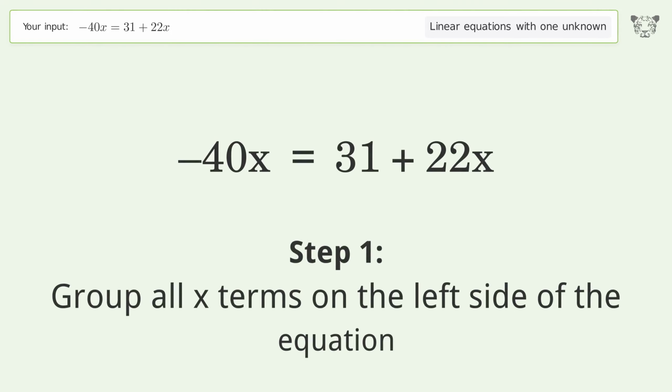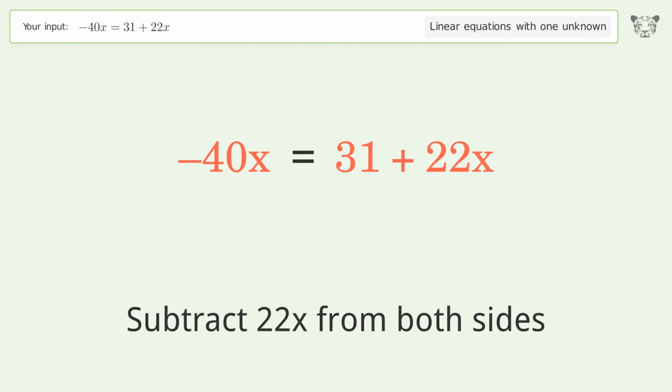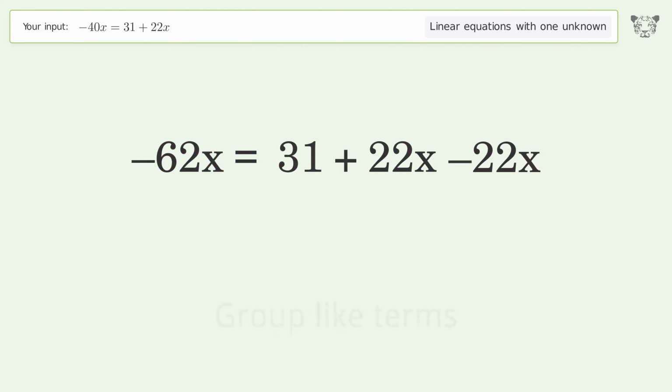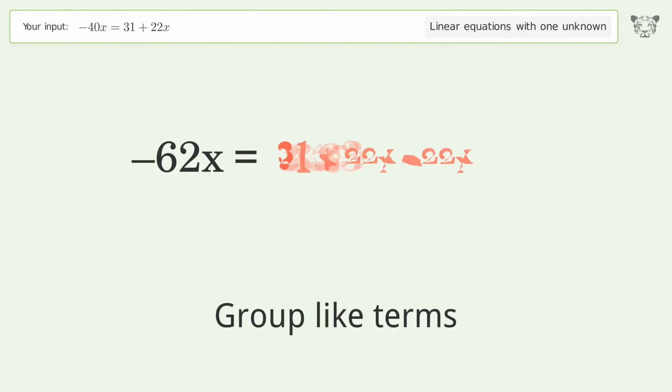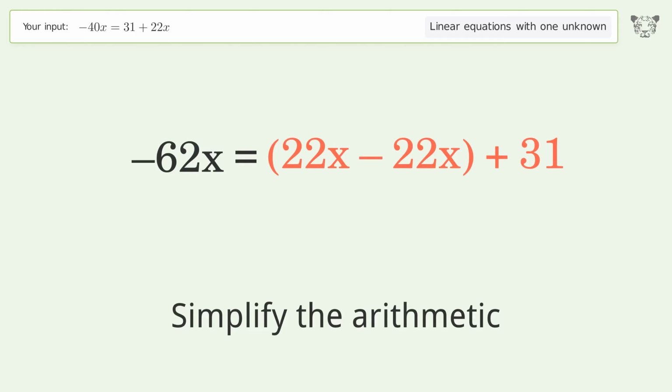Group all x terms on the left side of the equation. Subtract 22x from both sides. Simplify the arithmetic. Group like terms. Simplify the arithmetic.